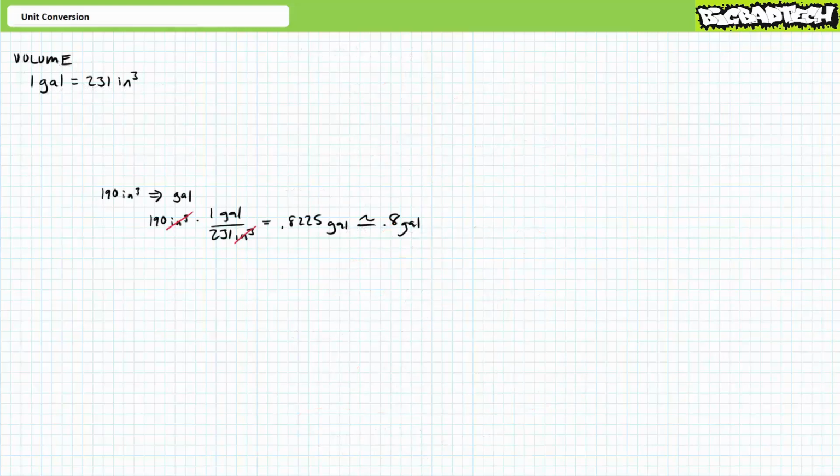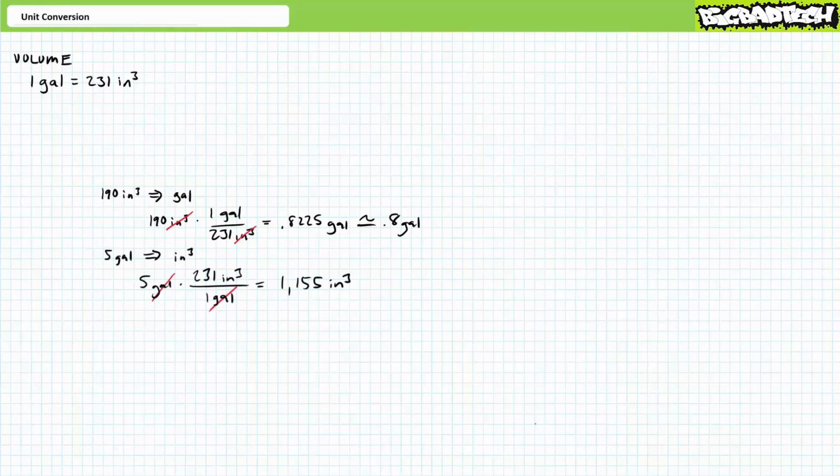Our next set of illustrated example problems deal with volume and time. We've first been asked to convert 190 cubic inches to gallons. The unit we want, gallons, is on top. The unit we don't want, cubic inches, is on the bottom. 190 cubic inches times 1 gallon divided by 231 cubic inches. Units of cubic inches cancel out. We're left with 0.8255 gallons, or rounded to the nearest 10th place, roughly 0.8 gallons.